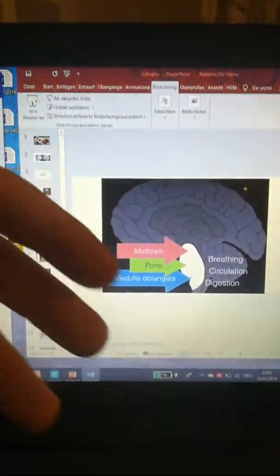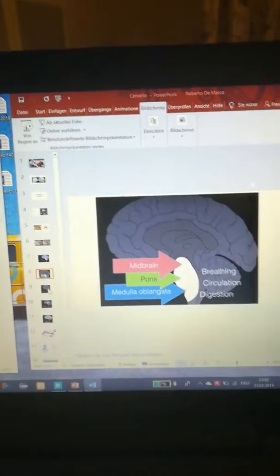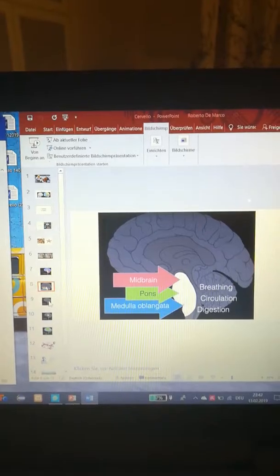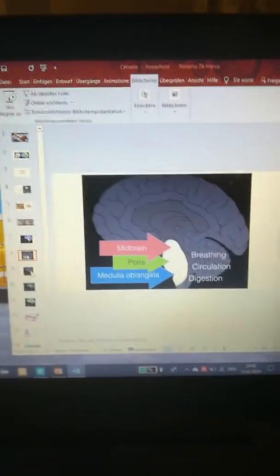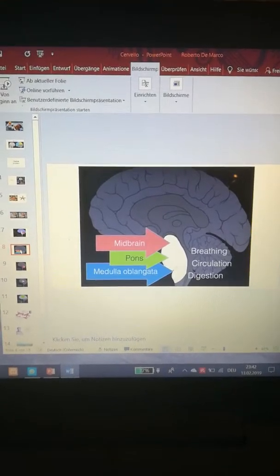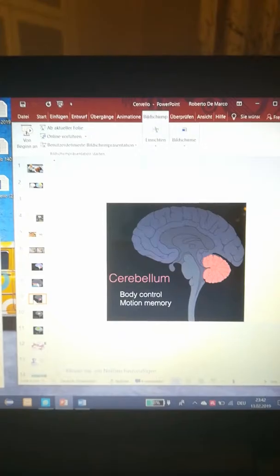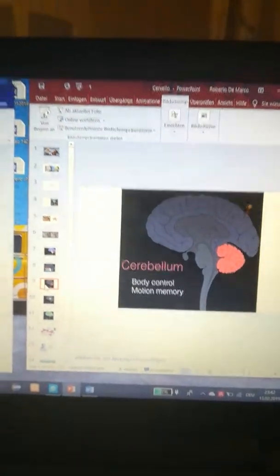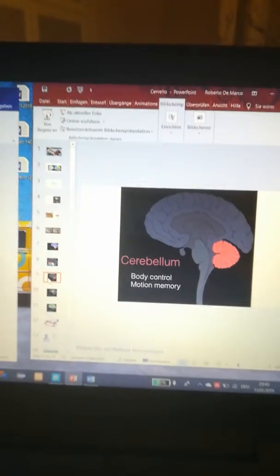And if you want, you can try it, touching the parts of the brain that I am discussing now. We have then cerebellum, and cerebellum controls our body and makes it possible to remember. It is called motion memory.